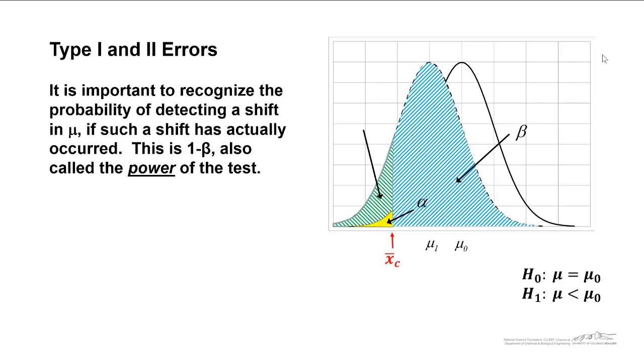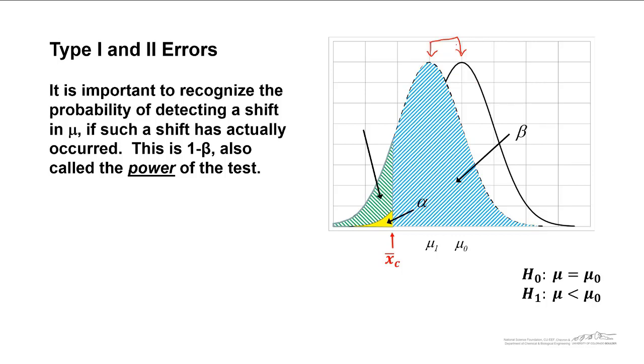So beta is the probability that you will not detect a shift in mean. In other words, if we have a shift in mean, beta is the probability that you won't be able to detect that the alternate hypothesis is other than the null hypothesis.